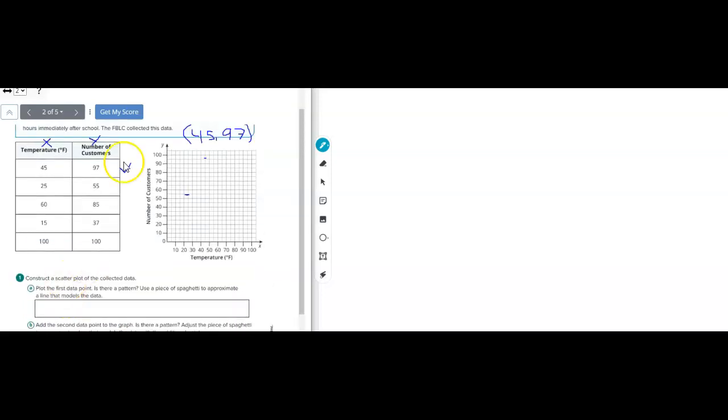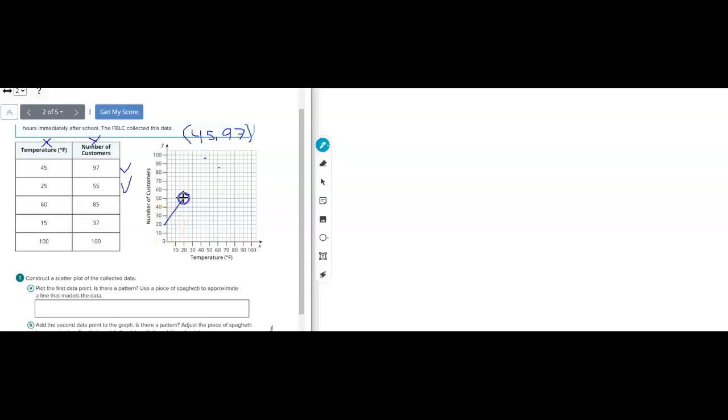Now let's do the third data point. We did the second point. Now we're going to do the third, 60, 85. So 60, 85. So go up to 85 right here. So now it's a little bit less clear now, right? Because it looks like our line will go through this point, maybe, but then which way would it go?